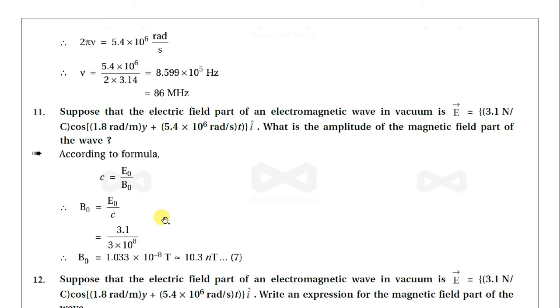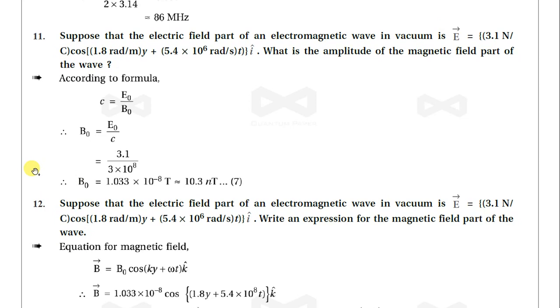So ω = 2πf, therefore f = ω/2π. So we get f = 5.4 × 10^6 / (2 × 3.14) = 8.599 × 10^5 Hz. So we get the frequency as about 86 megahertz.